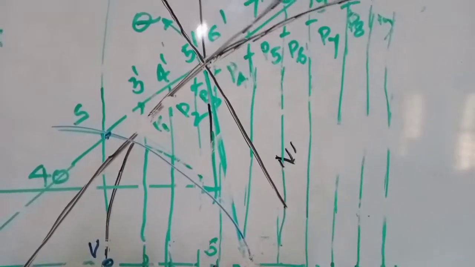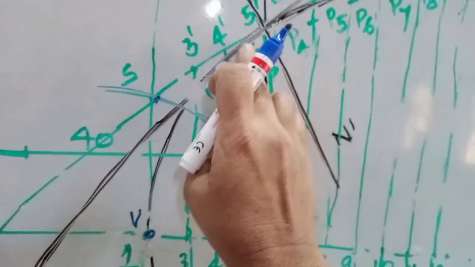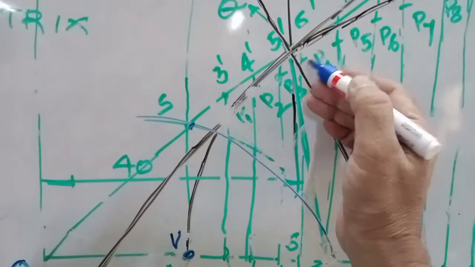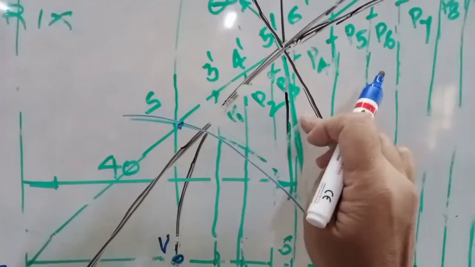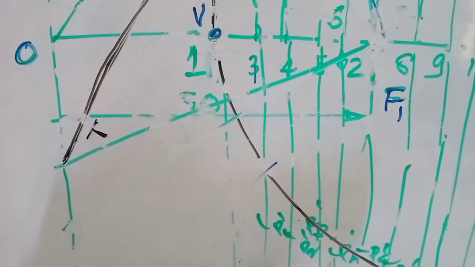the fifth point: take the distance of 5 to 5 dash, cut the same 5 to 5 dash line from F1. So we are getting the point somewhere here, upper side. I am marking it as P3. Likewise, cut even from downside, it is P3 dash.